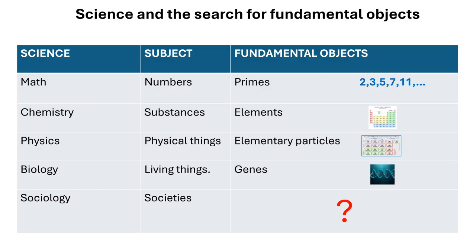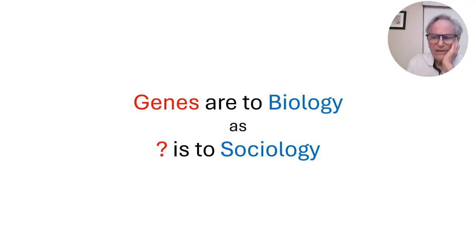But what about sociology? The subject is societies, but what are its fundamental objects? Now, there's no unique answer to this question, but one version of the question, which we're going to explore, is, does sociology have fundamental objects that are to sociology what the genes are to biology? Genes are to biology as what is to sociology.